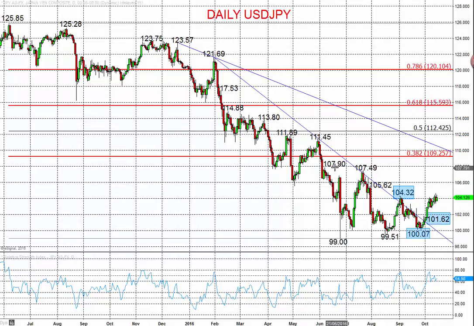105.62 initial target, then higher targets up here at 107.49 and 107.90. 107.49 going to be critical, because through there then you actually get a triple bottom. So upside pressure is very much for the dollar in here versus the yen.